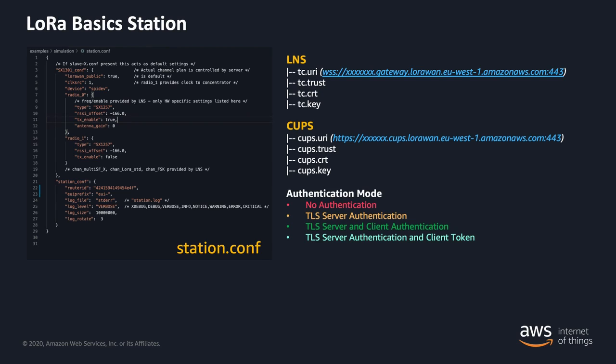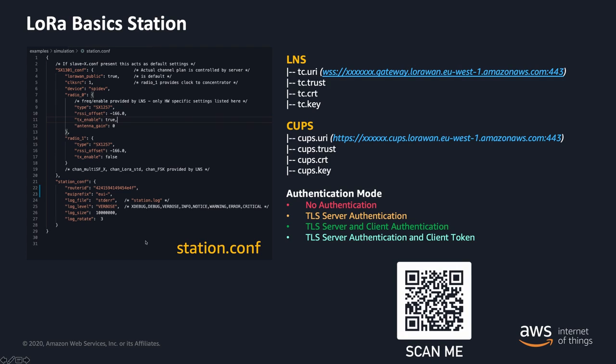The LoRa Basic Station source code is distributed and maintained by Semtech. In this video, we are going to build and run the LoRa Basic Station on the LoRaWAN gateway and connect it to AWS IoT Core for LoRaWAN.